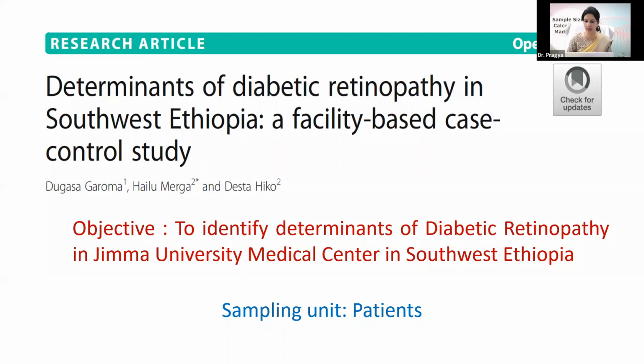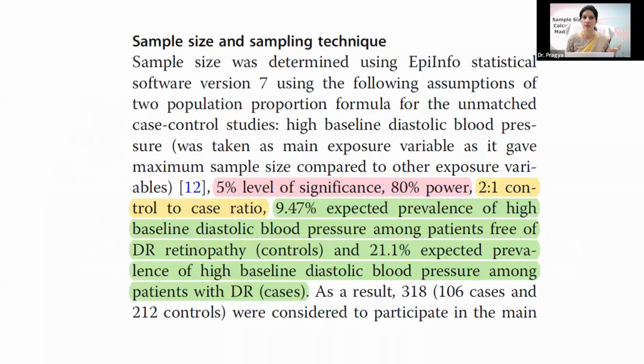I'll have to see which determinants. There may be many determinants. So let's see which determinants this author is taking in the calculation of sample size. And the question which was asked also, which odds ratio is to be taken. So first see this. This is the sample size and sampling technique. So sample size was determined using, I'm not seeing which formula they have used, but they have said this thing. They have taken high baseline diastolic blood pressure. That was taken as the main exposure variable, as it gave the maximum sample size compared to the other exposure variables.